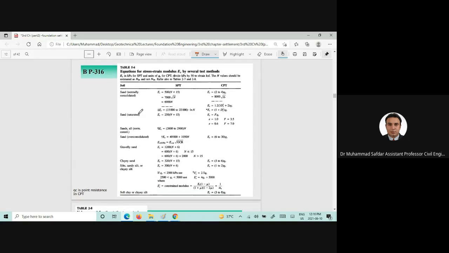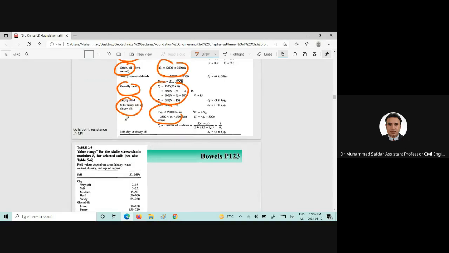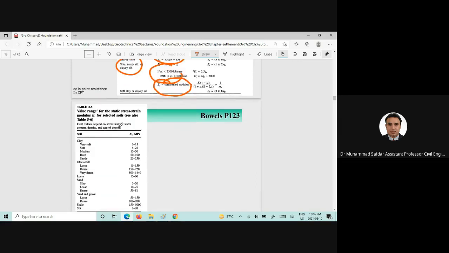Why do people prefer to perform the standard penetration test and cone penetration test? Because for various types of soils, several correlations are available that they can use to find out the modulus of elasticity. Please remember that the term used here is constrained modulus, and that constrained modulus is related to the modulus which we obtained from an odometer test.